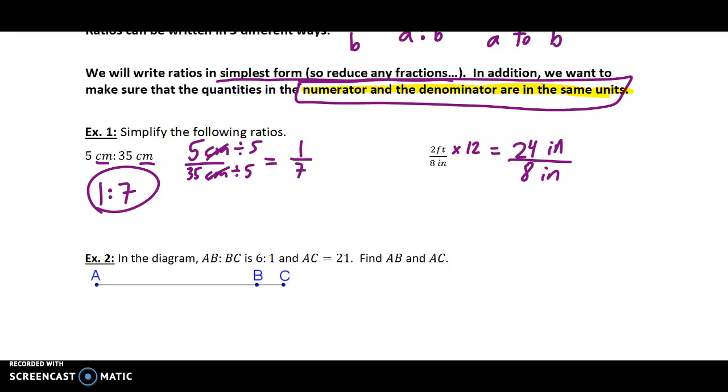Hey look, now they're in the same units. So the units will go away. And then 24 over 8 reduces to 3 over 1. Now, please leave it 3 over 1. This is a ratio we're asking about. So do not just put 3.